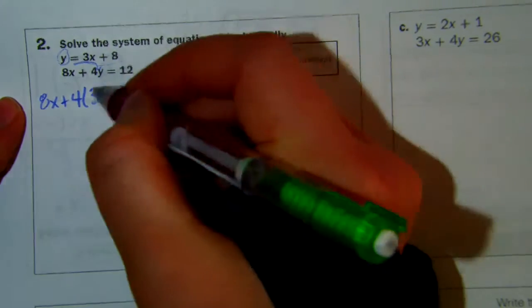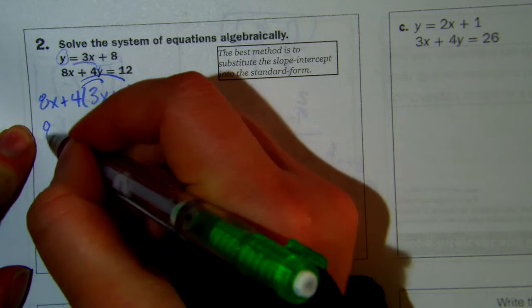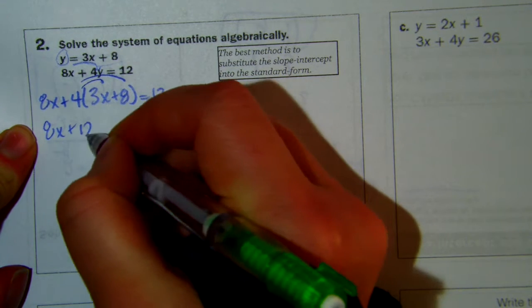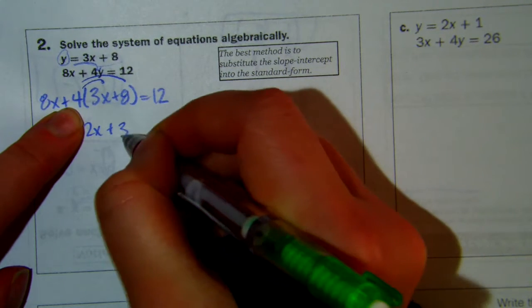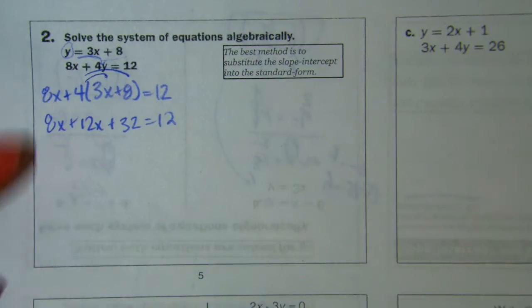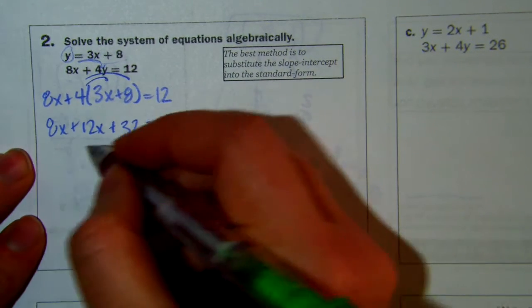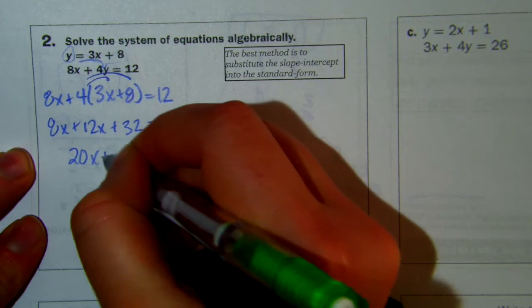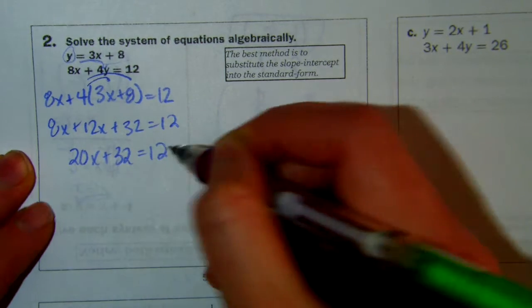So I need to distribute my 4. I'm going to bring down my 8x plus 4 times 3 is 12x plus 4 times 8 is 32. Bring my equal down to 12. So combining like terms, I would get 20x plus 32 equals 12.